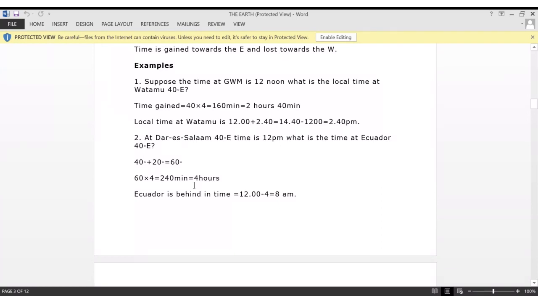Suppose the time at Greenwich Meridian is 12 noon. What is the local time at Watamu, which is 40 degrees to the east? As I have said, 1 degree is equal to 4 minutes.